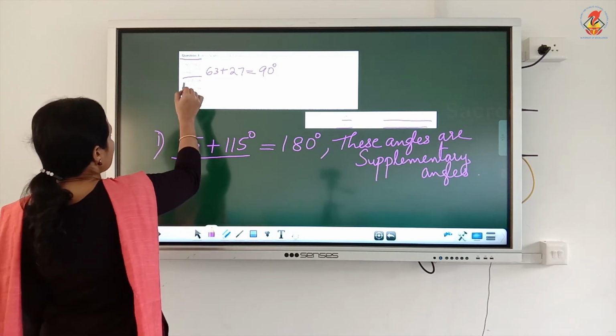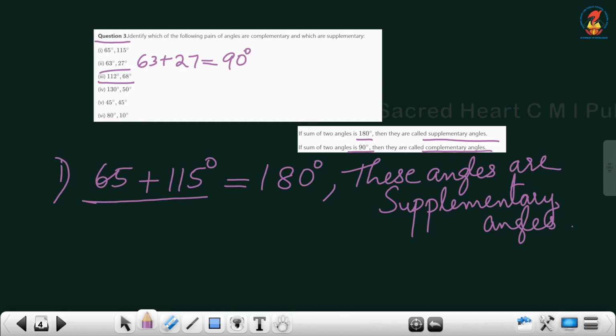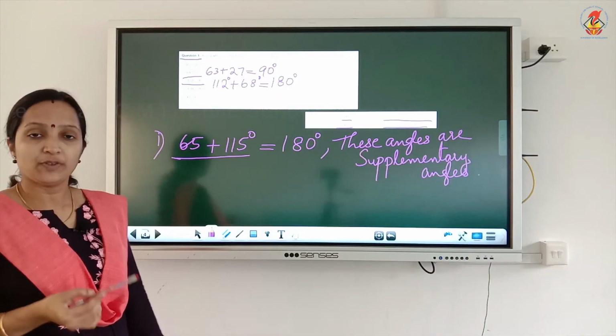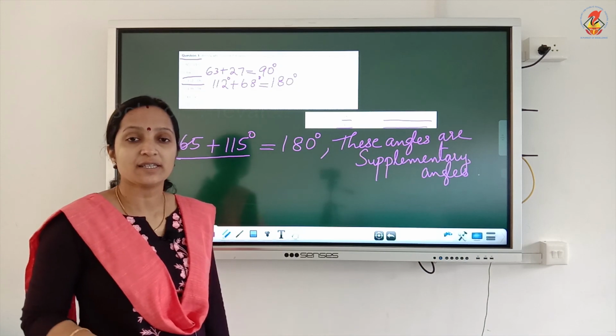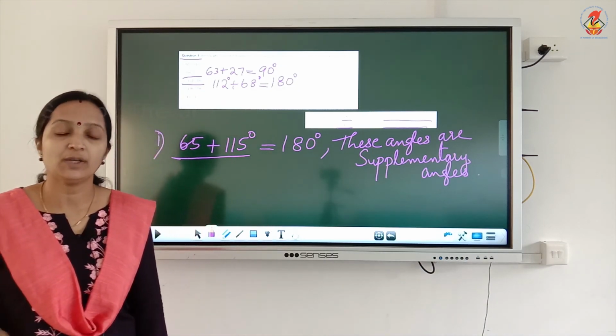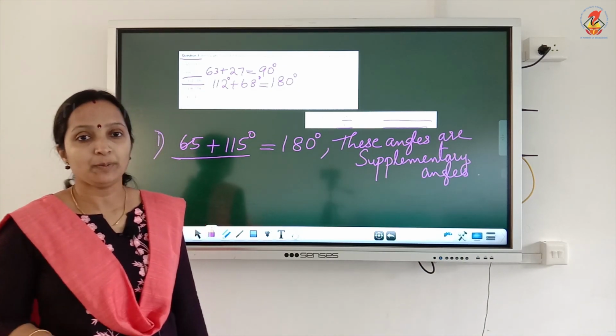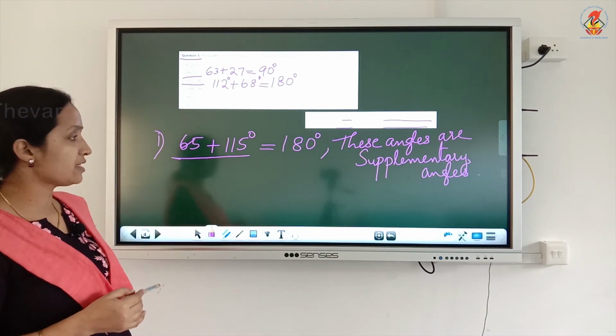Now, do the next question. 112 plus 68. What is the answer? 180. So, what can you write here? These angles are supplementary angles. If you get the sum 180 degrees, you write the angles are supplementary angles, and if you get the sum 90 degrees, you have to write they are complementary angles. I hope these questions are clear.